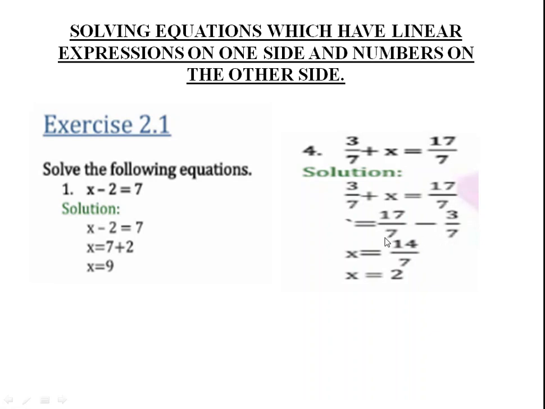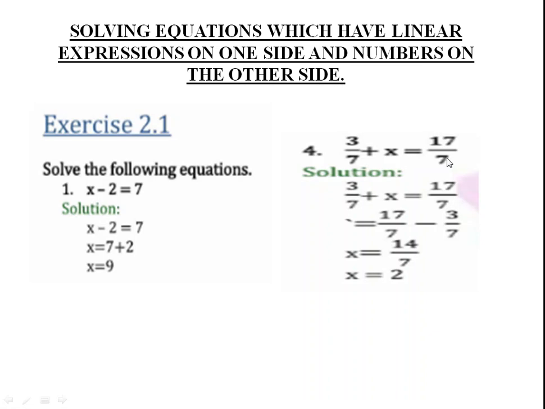You can see the denominators are the same. That is, they are like fractions. So you can subtract the numerators. 17 minus 3 equal to 14. So what is the value of x? x is equal to 14 by 7, that is 2. So what is the solution of this equation? x is equal to 2 is the solution of 3 by 7 plus x is equal to 17 by 7.